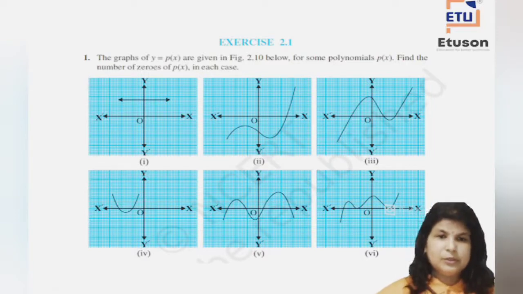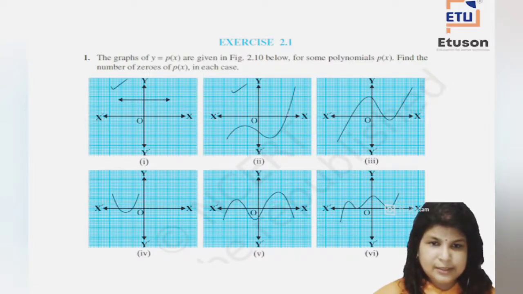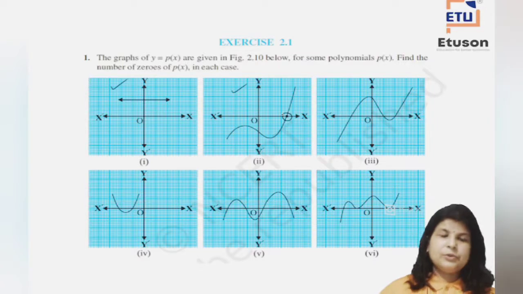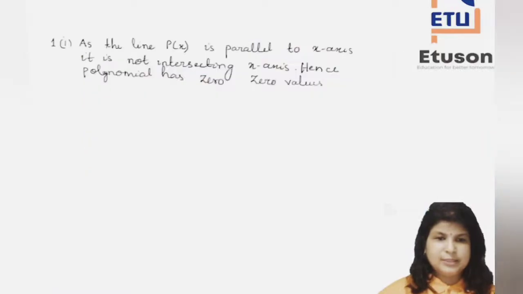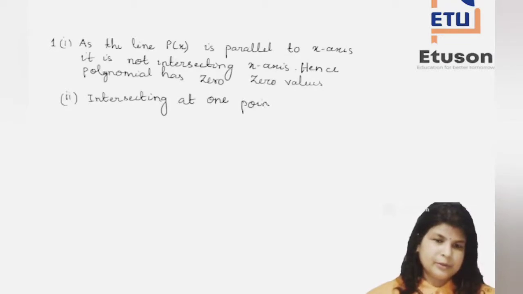Now, let us go to the next problem. So in this problem, where is it intersecting? It is intersecting at this point. Okay. So how many zeros? So in part 2, I'm not writing the full sentence, please mention it in full sentence: intersecting at one point. Hence 1 zero.